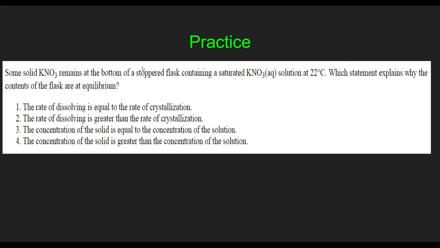You should recognize it at this point. Okay, if you've got a saturated solution, it will automatically go to equilibrium. And that is because the rate of dissolving is equal to the rate of crystallization. So you're going to see a pattern here where the questions basically all look the same.